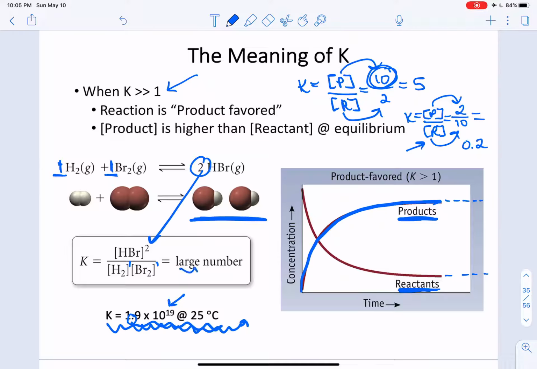And right here it says large number. That is that number right there, not the 25 degrees Celsius, this number right here. And indeed, it is very large. So that is a very product favored reaction.